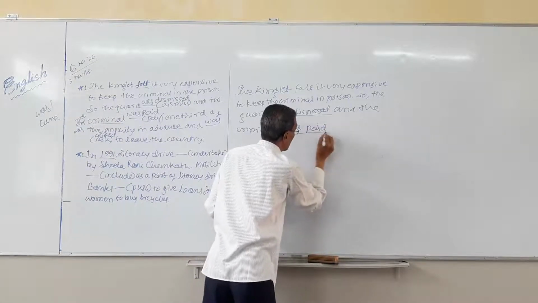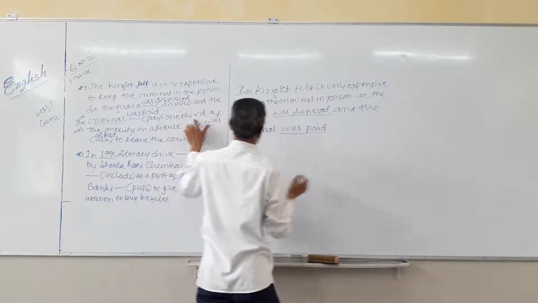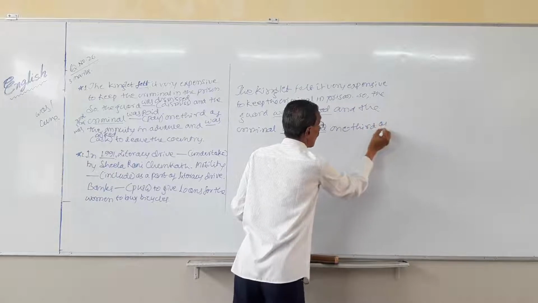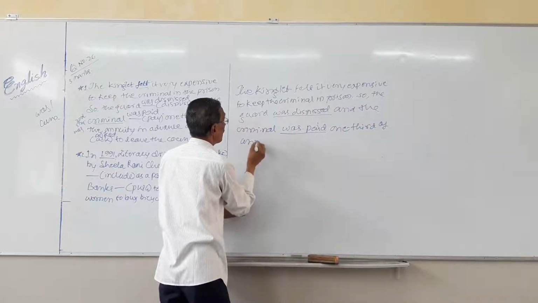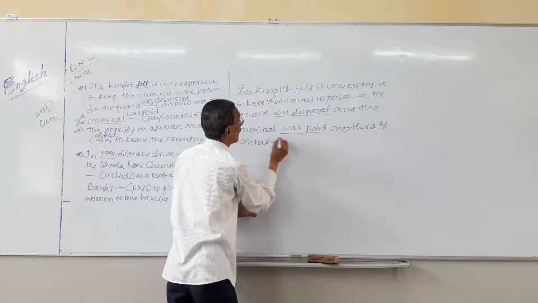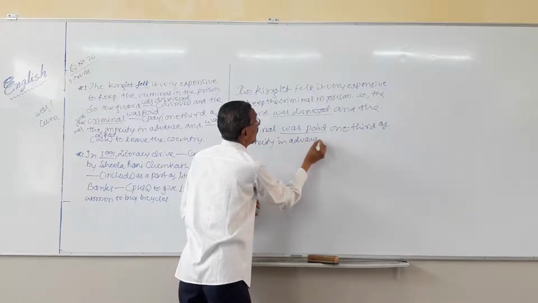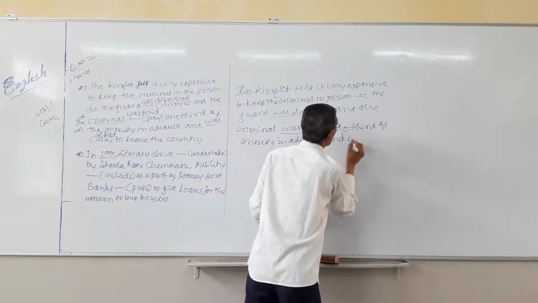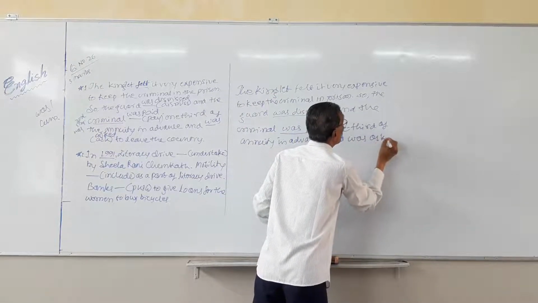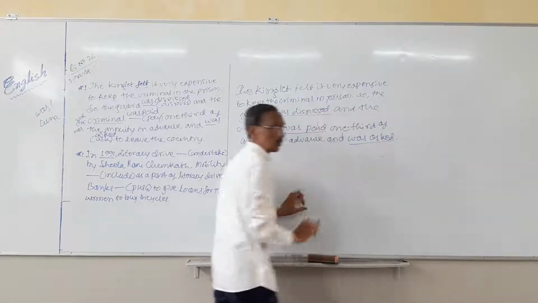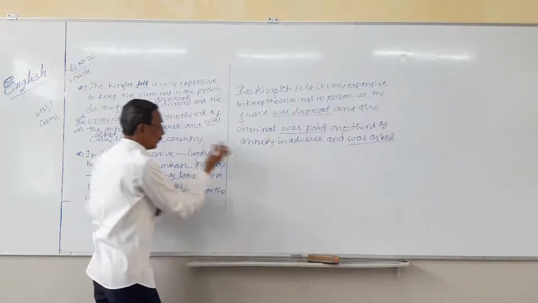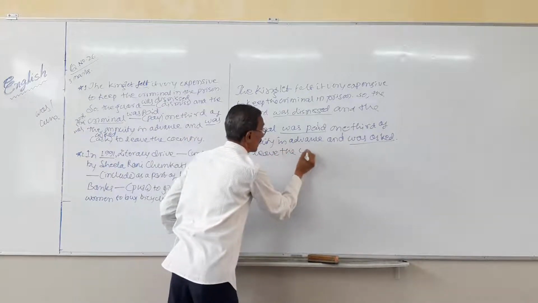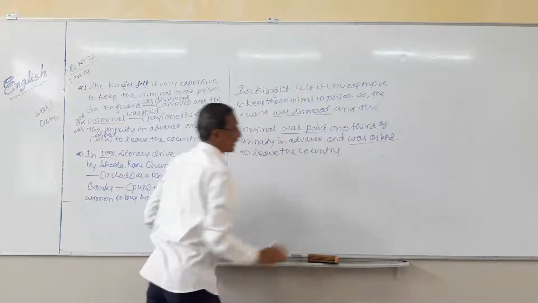Paid, underline this one, was paid one-third of annuity in advance. Again, the criminal was asked, you have to underline this one, was asked to leave the country. Leave the country. So, what is the answer?